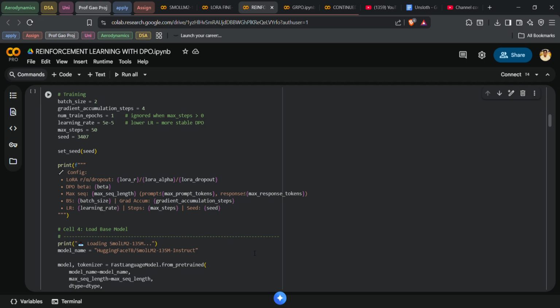DPO training begins. Each step processes both chosen and rejected responses, calculating their probabilities. The loss function encourages the model to prefer chosen over rejected. Training takes around 15 to 20 minutes for 50 steps. The loss decreasing indicates the model is learning to distinguish good from bad responses, which makes DPO very powerful.